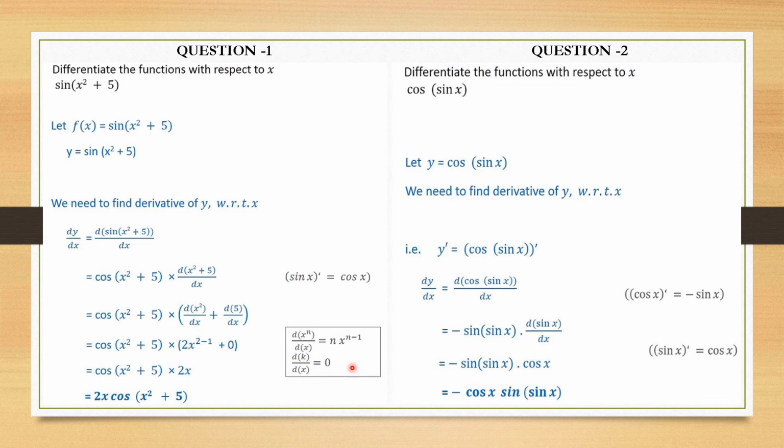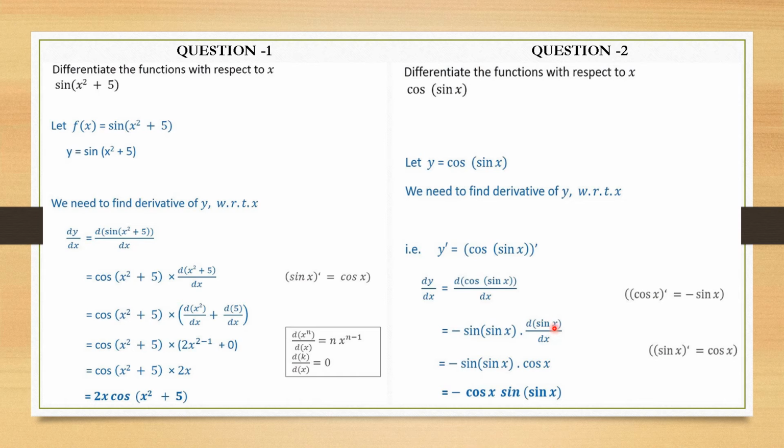Okay. All the formulas are written here. Now cos of sin x, again one and the same thing. I'll go for the outer cos derivative first. The derivative of cos is minus sine, so I'll get minus sine of sin x into d/dx of this sin x.